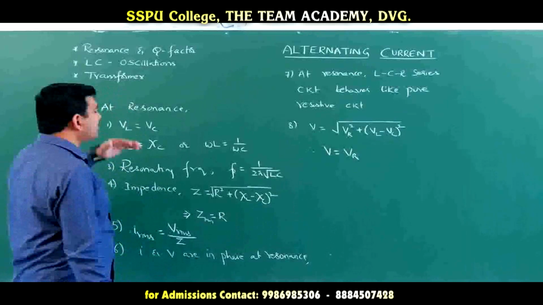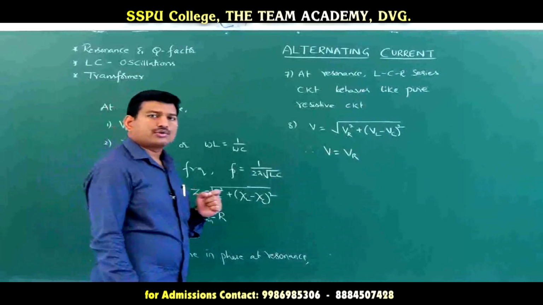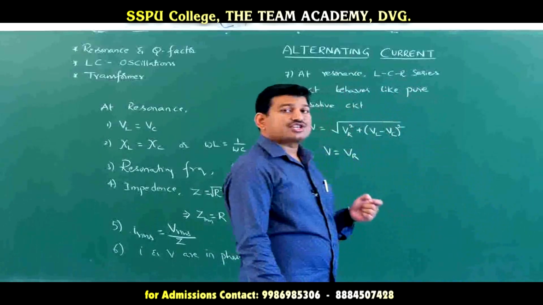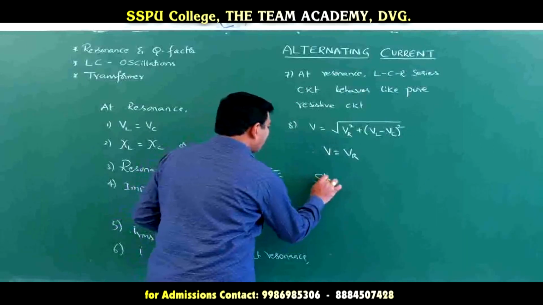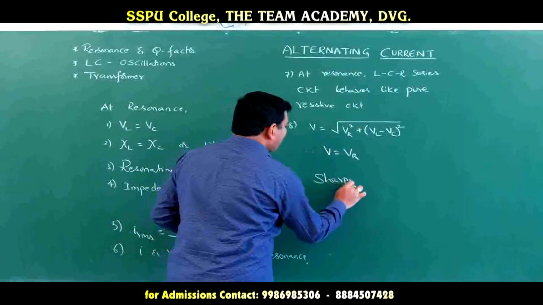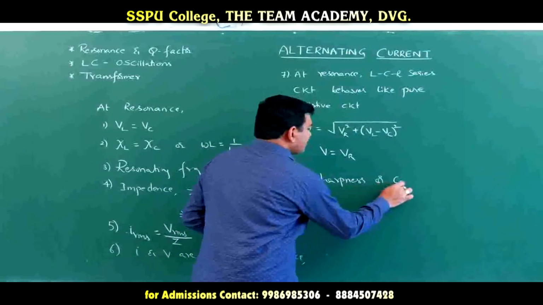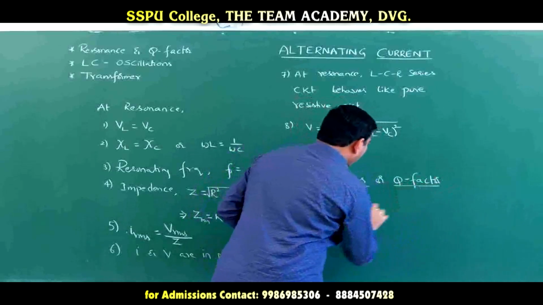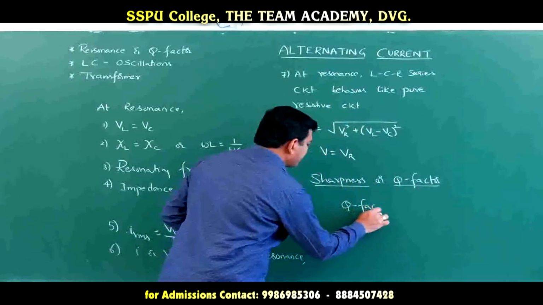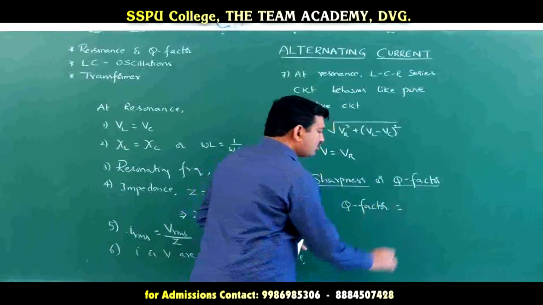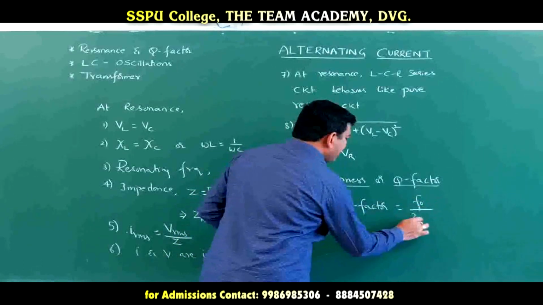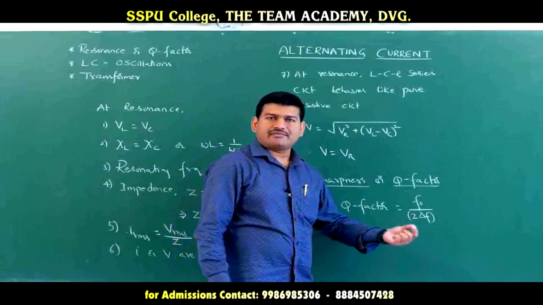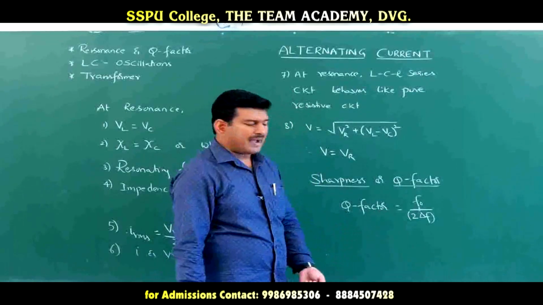And now we will be going to learn about the quality factor, or the Q factor. Q factor means nothing but the quality factor, which can also be called the sharpness. What is meant by this sharpness or Q factor? This Q factor can be mathematically defined like this. The quality factor, or sharpness, can be written like this: Q factor is equal to the resonating frequency divided by 2 delta f. This 2 delta f is said to be the bandwidth. I will tell you what is meant by bandwidth here.